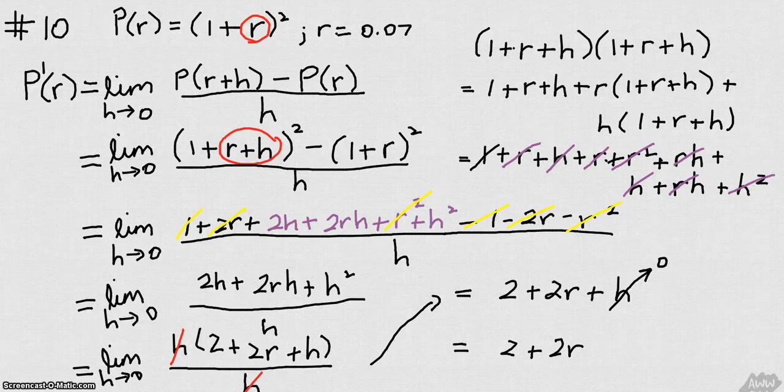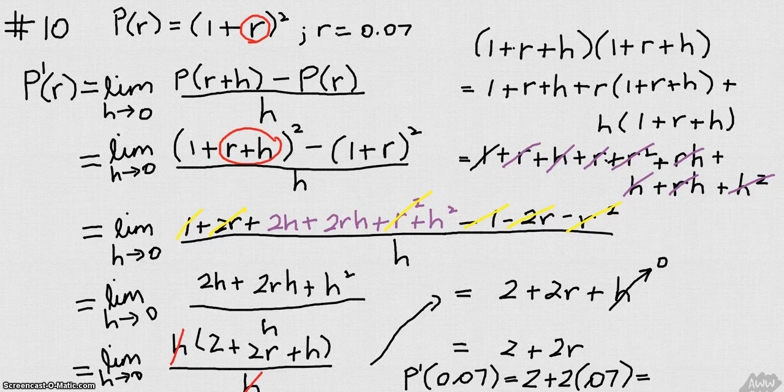The last thing we have to do, remember the question said, determine the limit or the derivative when r equals 0.07. So at this point we can say p prime of 0.07 is equivalent to 2 plus 2 times 0.07. And that ends up as 2.14. You can use a calculator for that.